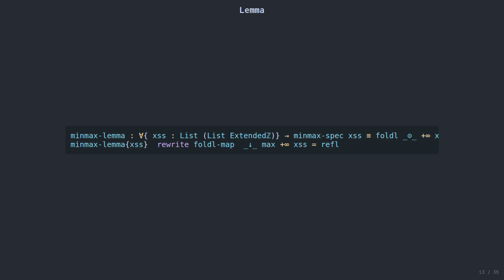Now we come to a lemma that reduces min-max to a single left fold. Given a list of numbers, the min-max of that structure is the same as left folding the list of lists with the dot circle operator using positive infinity as the seed. The proof is essentially one step. We apply the fold map fusion law that we introduced earlier. Once that rewrite is done, the two sides are identical.